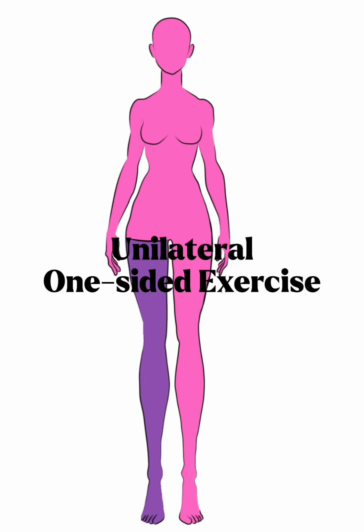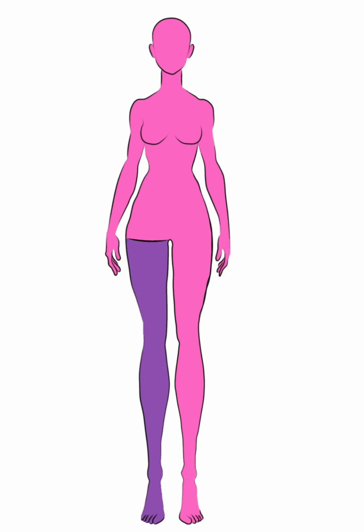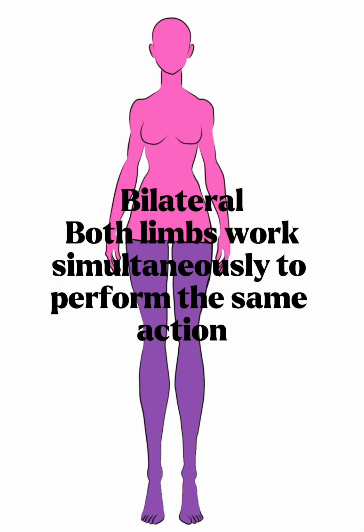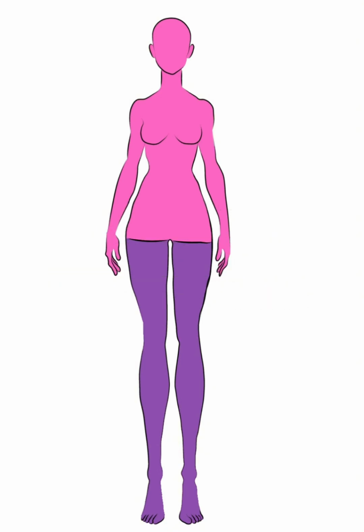Let's start with how the body moves in relation to itself. Unilateral movement focuses on one side of the body. A single leg squat trains one leg at a time. Bilateral movement uses both sides of the body at the same time. A squat uses both legs working together.